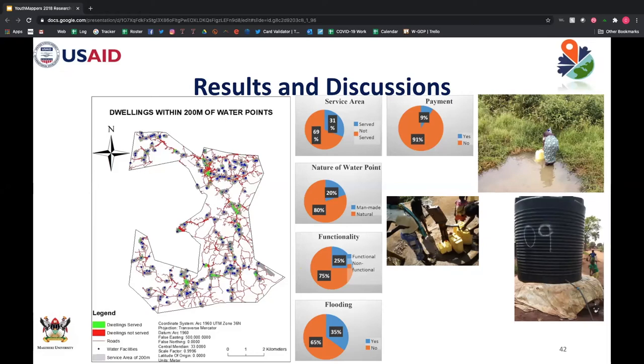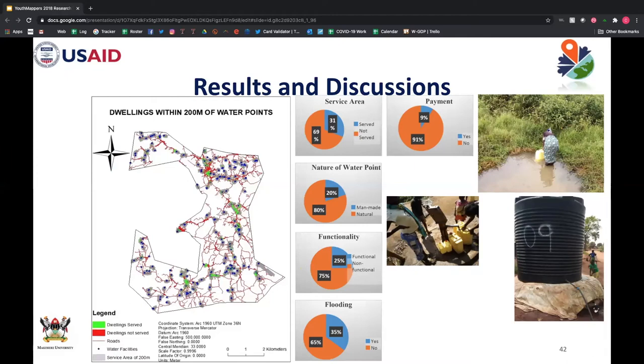Also from some of the interactions and interviews that we had, we found out that children spend a lot of time collecting water, which affects their ability to attend school. Some solutions have been put in place in the refugee settlement, such as water trucking, but this does not happen very often. Water trucking is basically moving water from one point to another, to the areas where there is no water, but this doesn't happen very often.